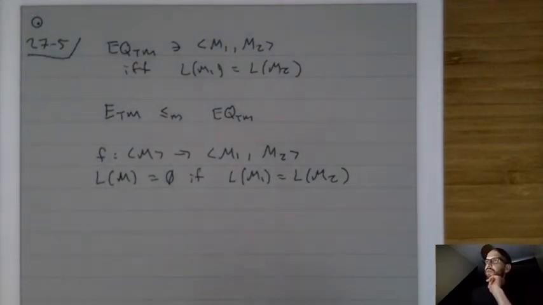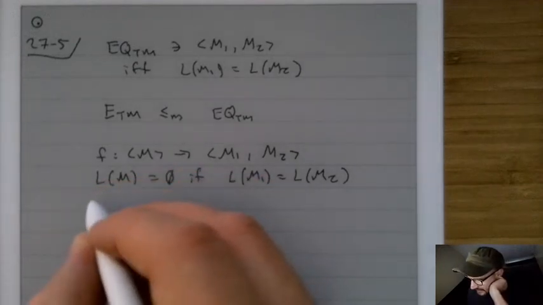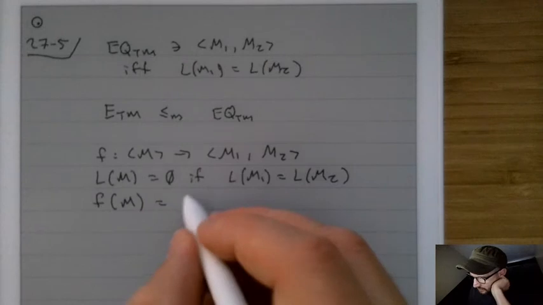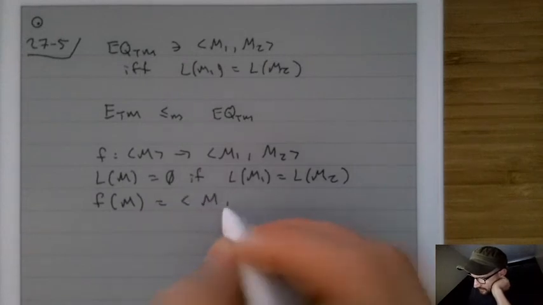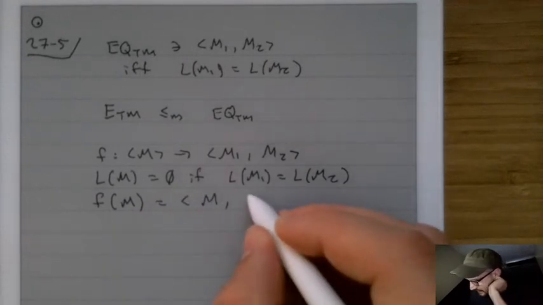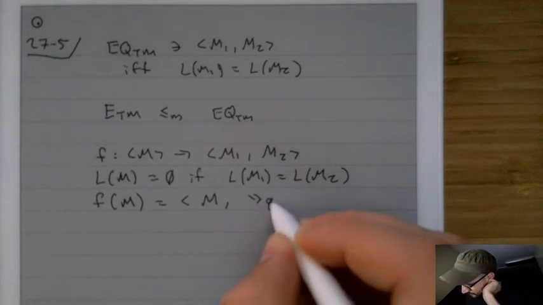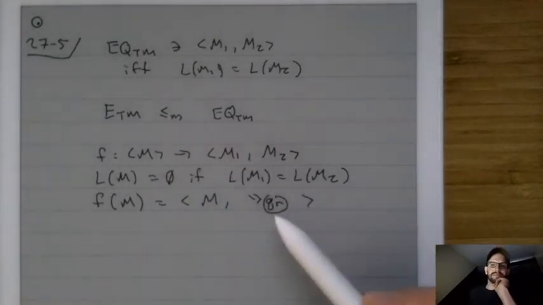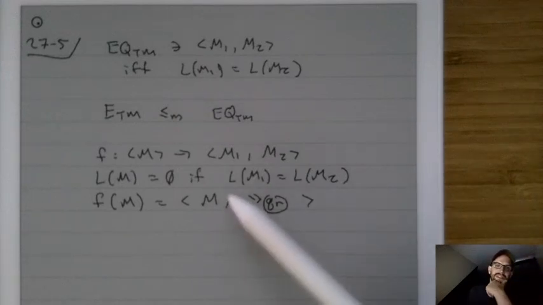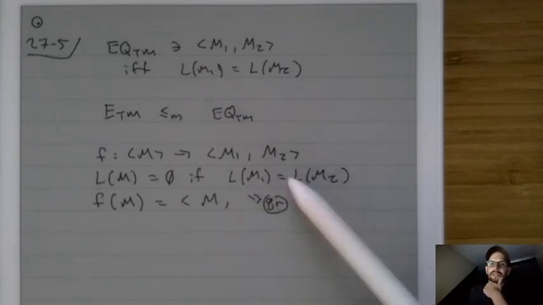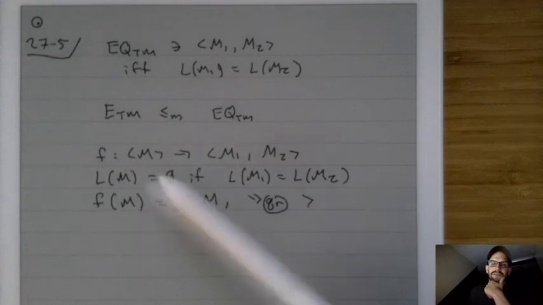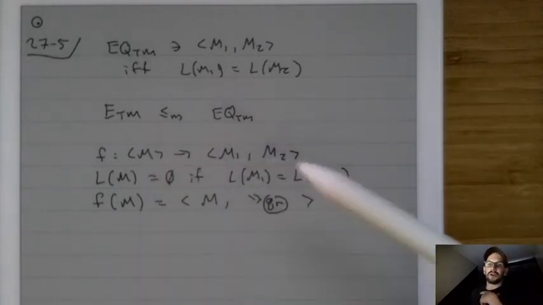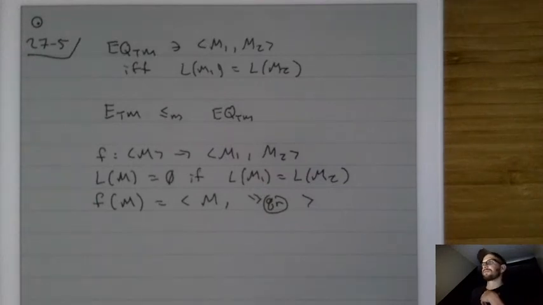The way that this function works is that f takes an input M, and it's going to return M and then the Turing machine that accepts nothing. So that Turing machine is empty. So this is very easy. So basically, we check to see if these two things are equal, and if they're equal, that means that M must be empty, which is exactly what E_TM is. Okay, so this means that EQ_TM is also not decidable.